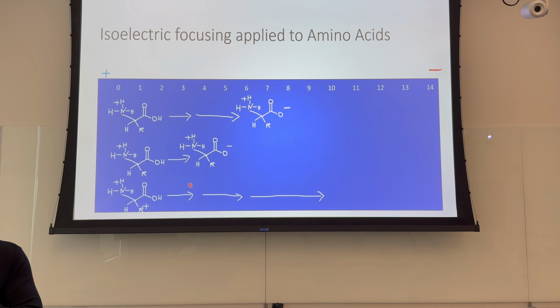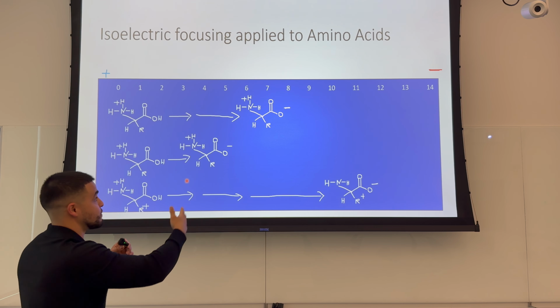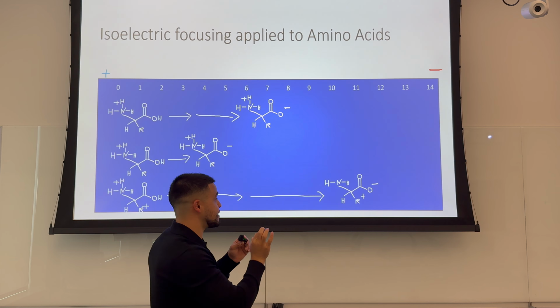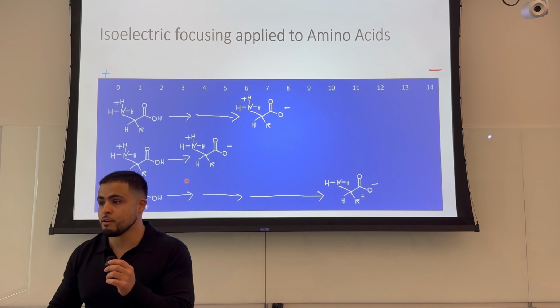And then look at the basic amino acid. Well, it continues to travel all the way down to about a pH of 10, a little over that, because that is its PI, and it won't stop until it hits that PI value.